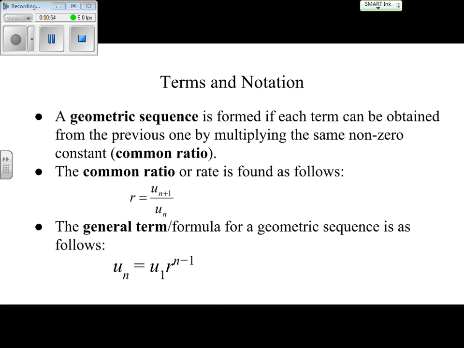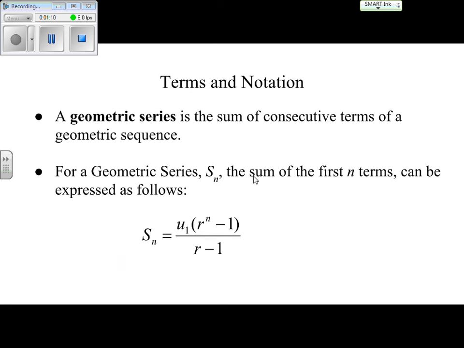We have a formula. Anytime we are looking for a term of a sequence, we use this formula right here, our U sub n formula, which allows us to find a specific term or U sub value by plugging in an n. Today we are going to be looking at sums. And so for a geometric series, we're finding the sum of consecutive terms in a geometric sequence.